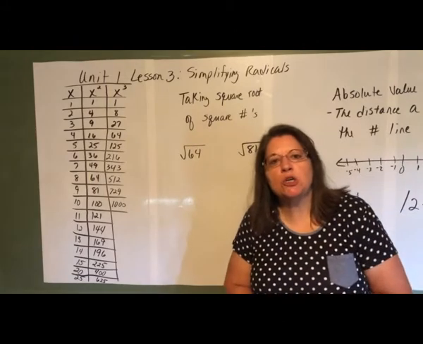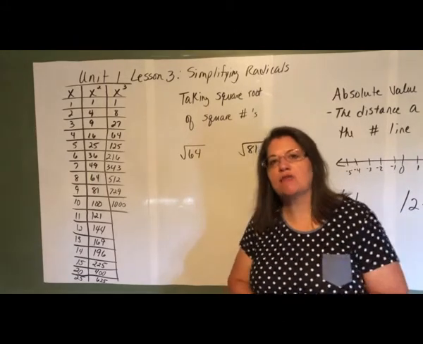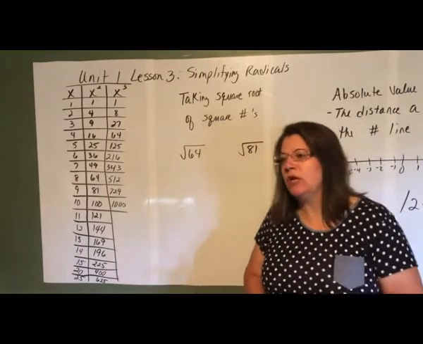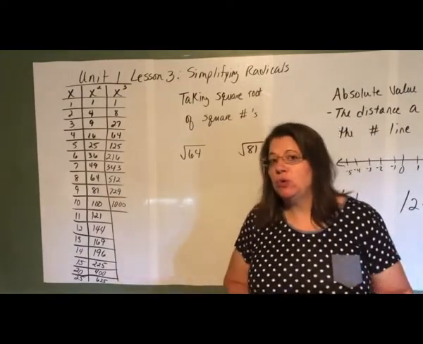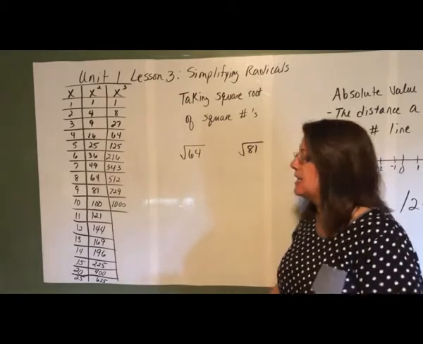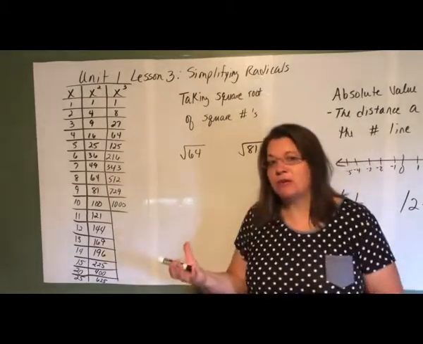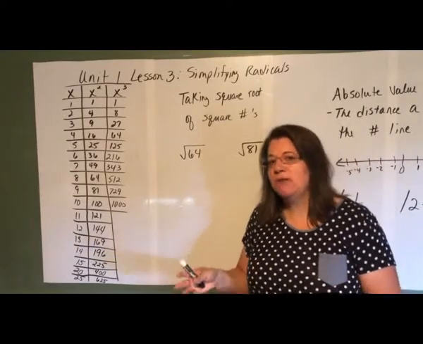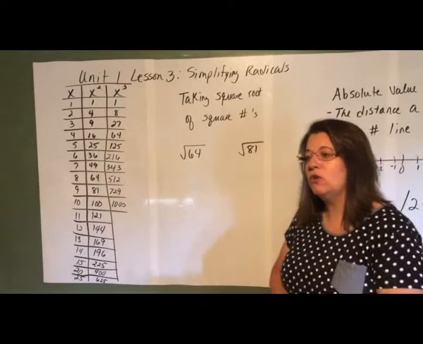Today we're going to talk about Unit 1, Lesson 3, Simplifying Radicals. Basically, a radical is a square root. You could have a square root, a cube root, a fourth root, a fifth root, whatever. The index number indicates how many factors of the same number you need before you can bring something out. You should be fairly familiar with square roots and cube roots.